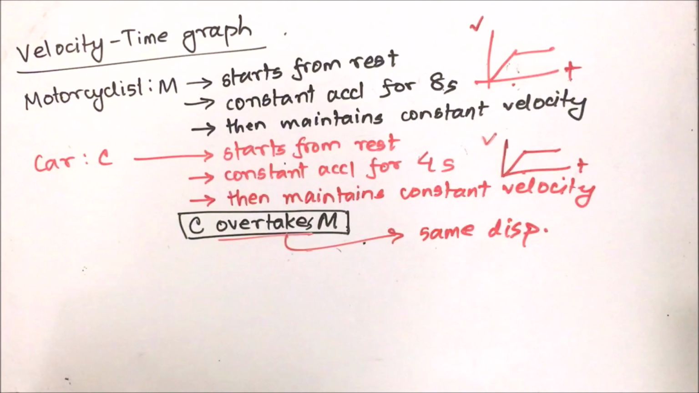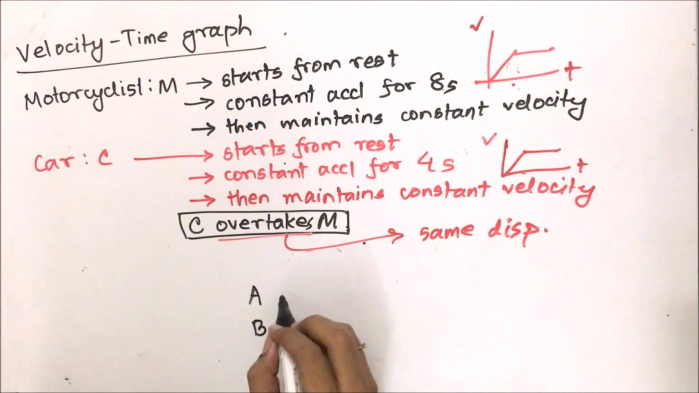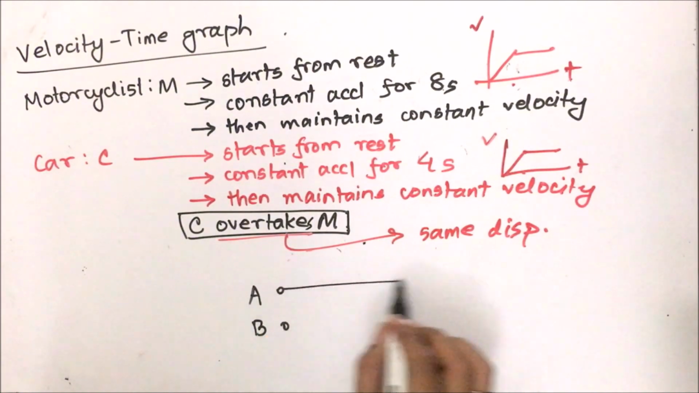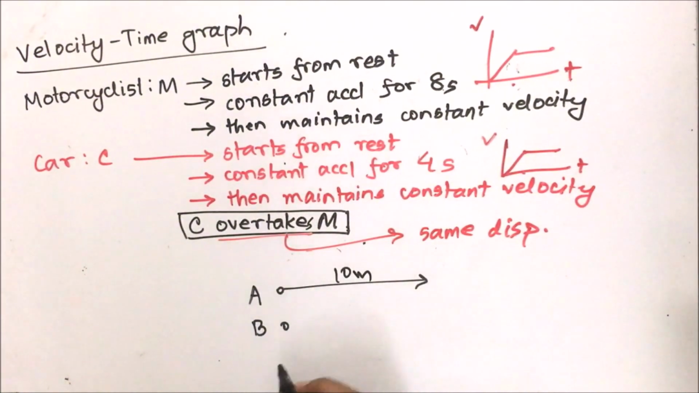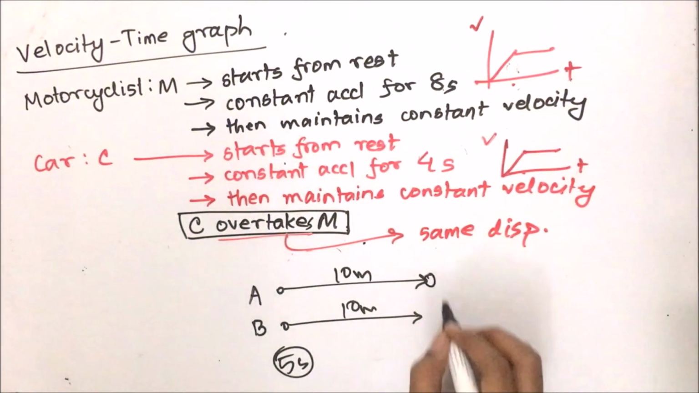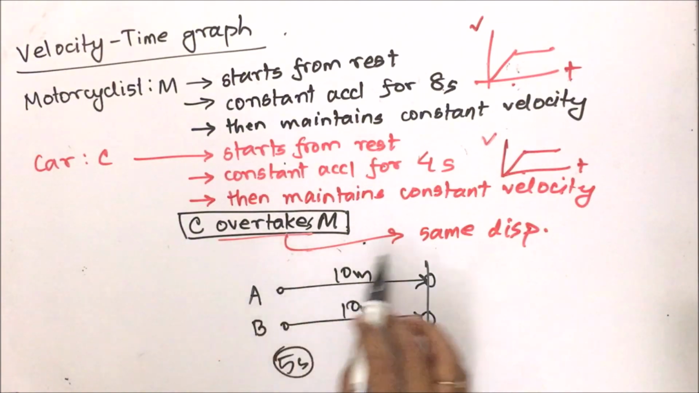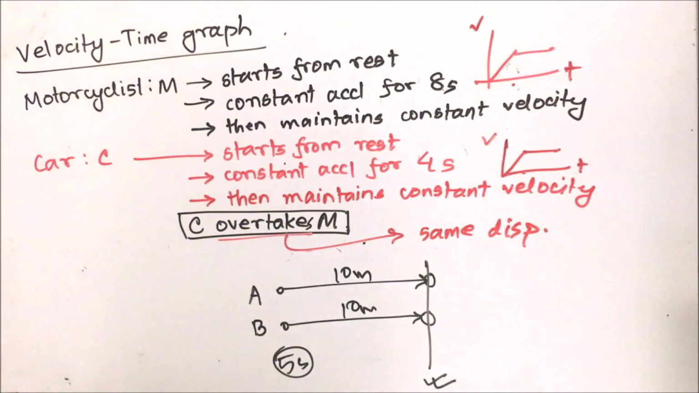Now let us understand what overtaking means. Take these two particles, for instance. Let A travel a distance of 10 meters in a time of 5 seconds. If B wants to overtake A, then B also has to travel a distance of 10 meters in the same 5 seconds, or else B can't overtake A. Which means overtaking means both these particles being at the same position at the same time, or both the particles having the same displacement at the same time. Keep this in mind.